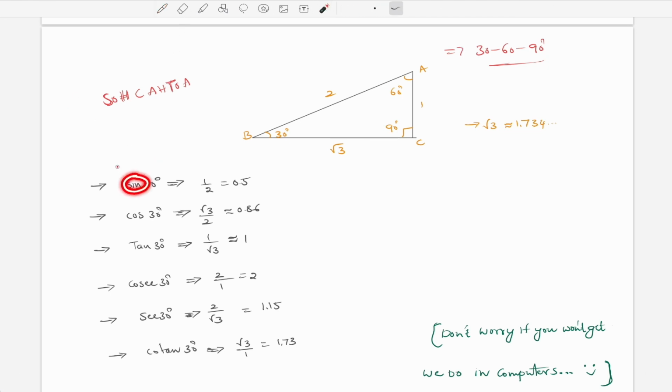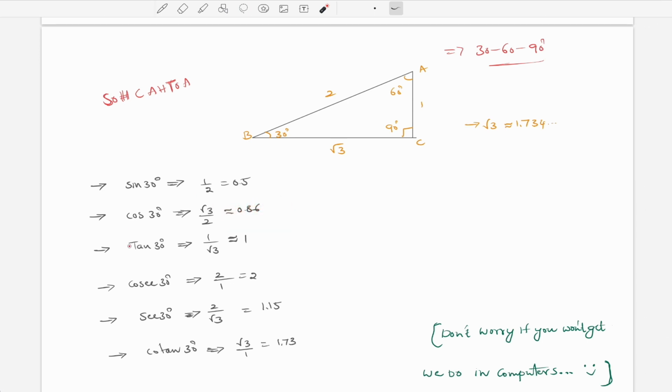So what is sine? Opposite side by hypotenuse, right? What is the opposite side here? 1. And what is the hypotenuse here? 2. So 1 over 2, which is 0.5. What is cos here? Cos is adjacent by hypotenuse. What is adjacent here? Root 3, and hypotenuse is 2. So root 3 by 2, approximately equal to 0.86 here.